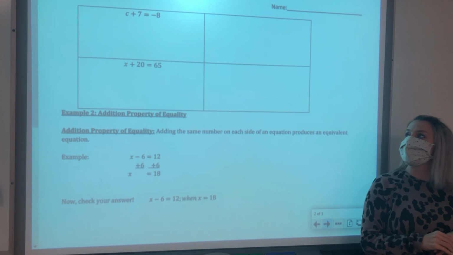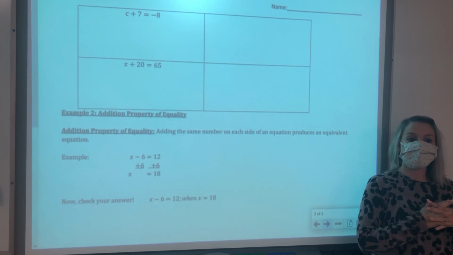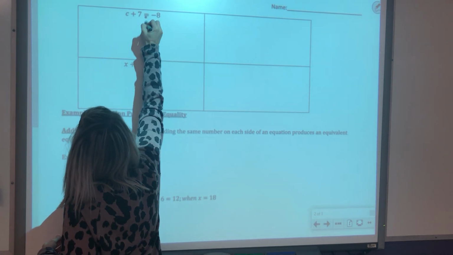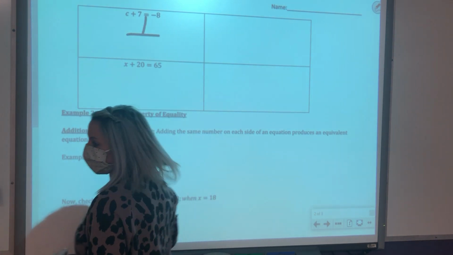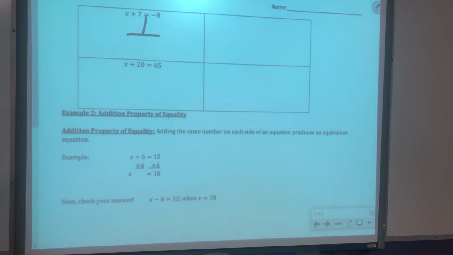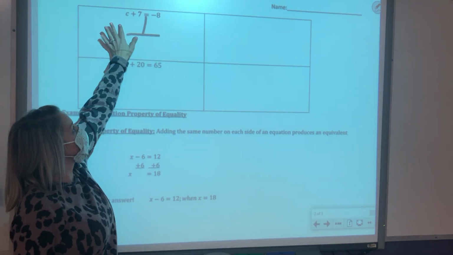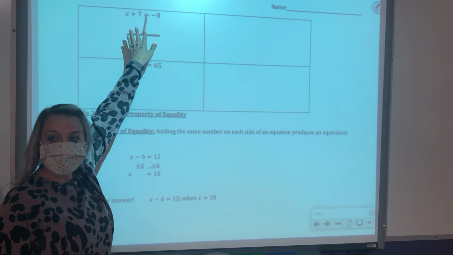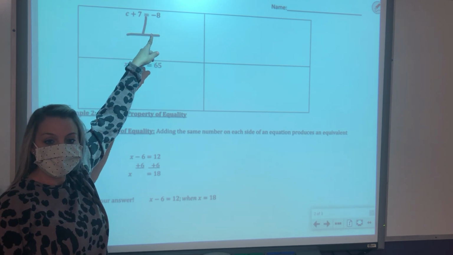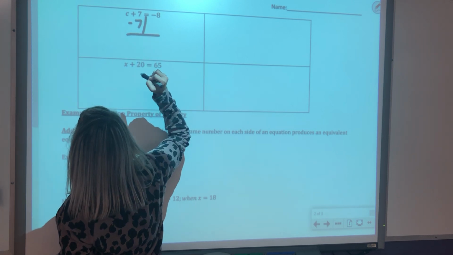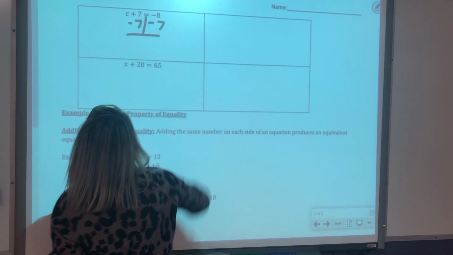c plus 7 equals -8. So draw my upside down T. Again, that separates my right side and my left side, reminding me that whatever I do on my left side, I need to do on my right side. So c is being added by 7. What's the inverse of adding 7? Subtracting 7. So I subtract 7 on the left and on the right.